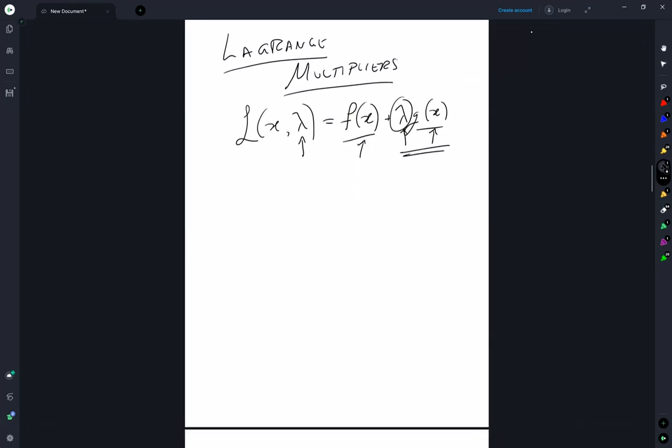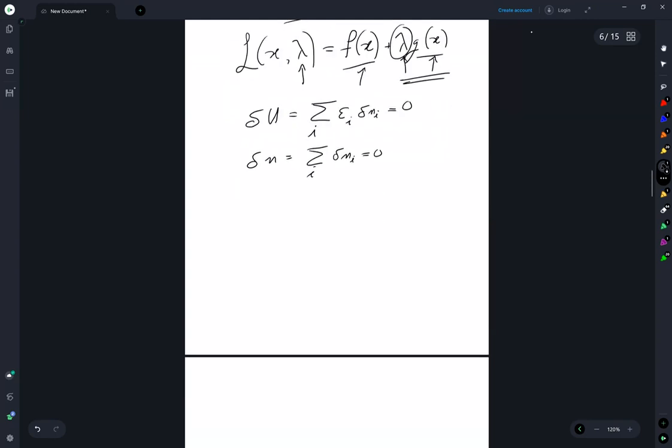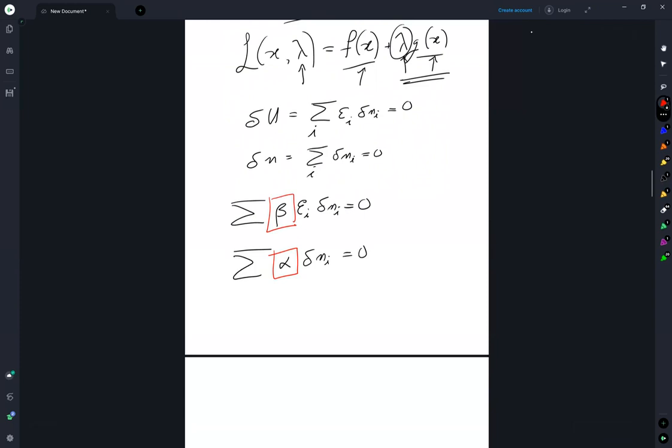In our case, we have the constraints that the variance of the sum of epsilon i variance in Ni is equal to zero, and the variance in the number of particles, the sum of dNi, is equal to zero. So we're going to introduce the Lagrange multipliers, sum beta epsilon i dNi equals zero, and sum alpha dNi is equal to zero. And these are our Lagrange multipliers. Okay, so we got those.